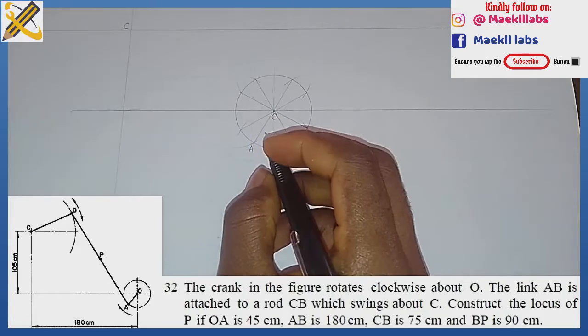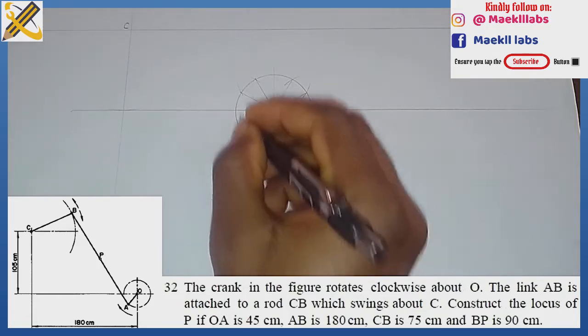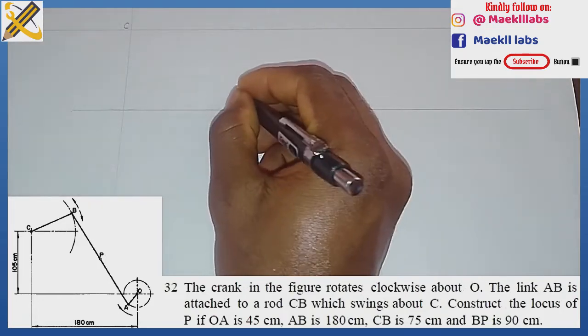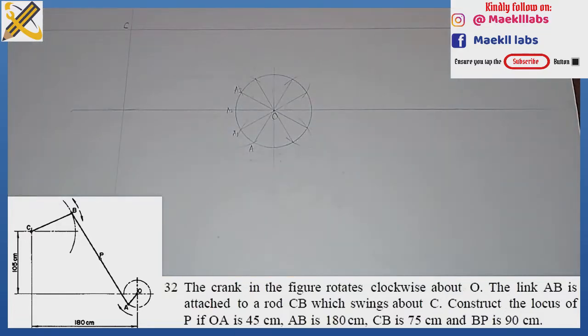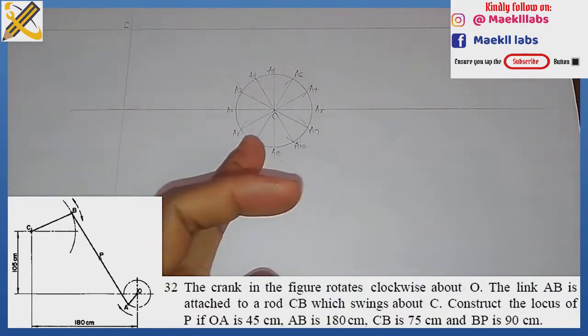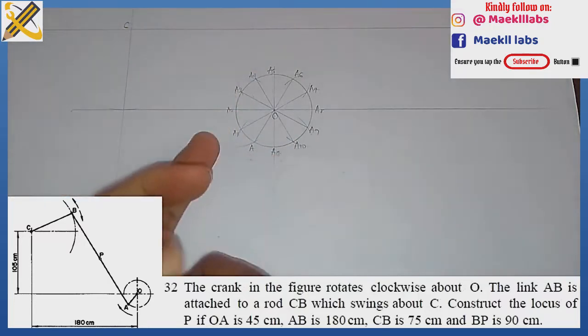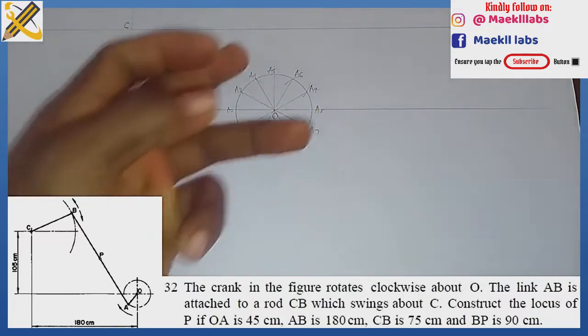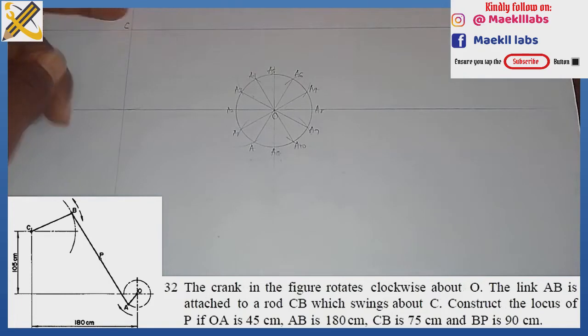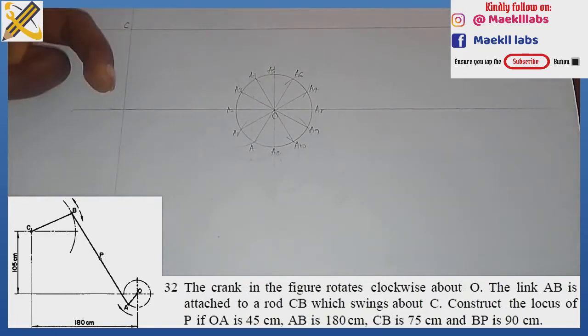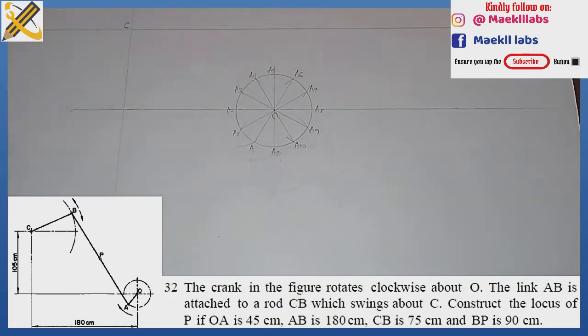Okay, so I will denote these points as A1, A2, A3, up to A12. Remember that it is moving in a clockwise direction. Crank OA is moving in a clockwise direction here, while crank C is swinging to and fro in this manner.